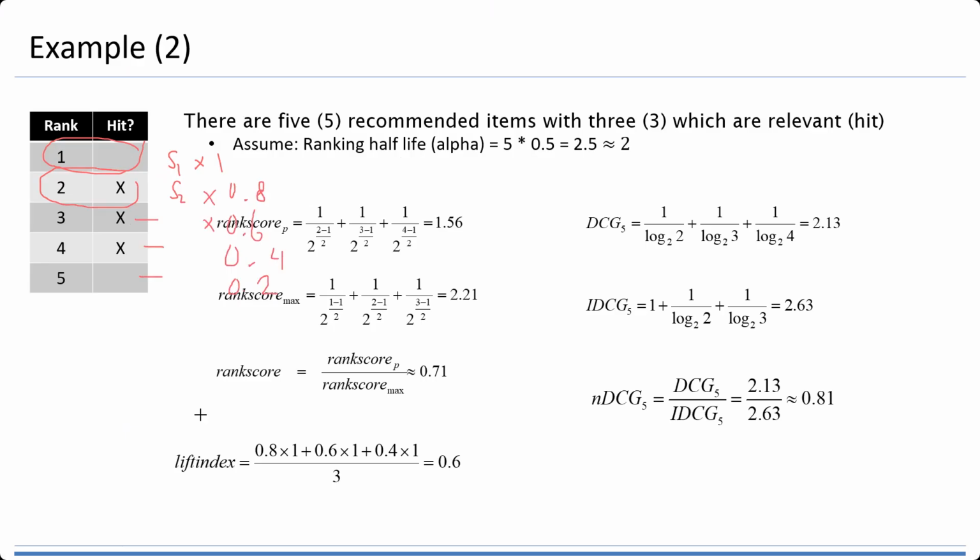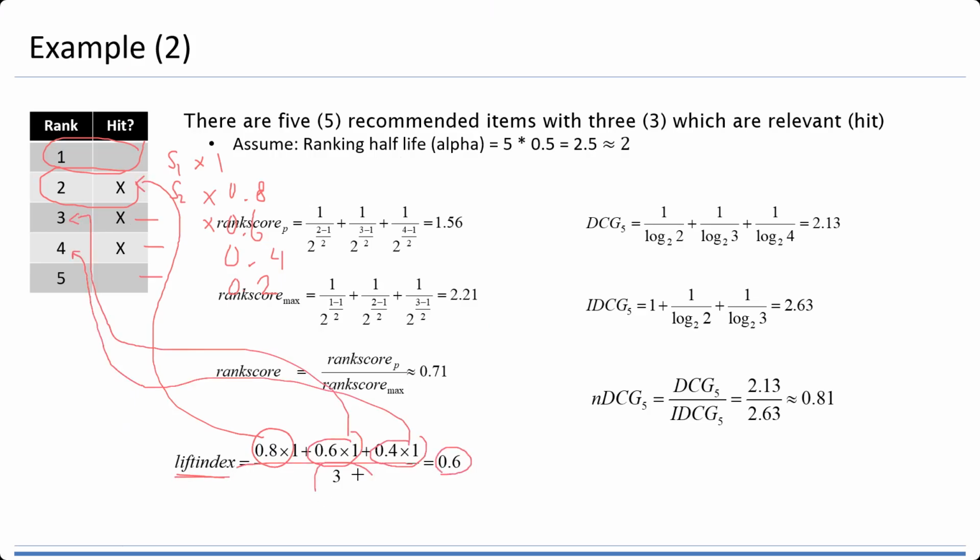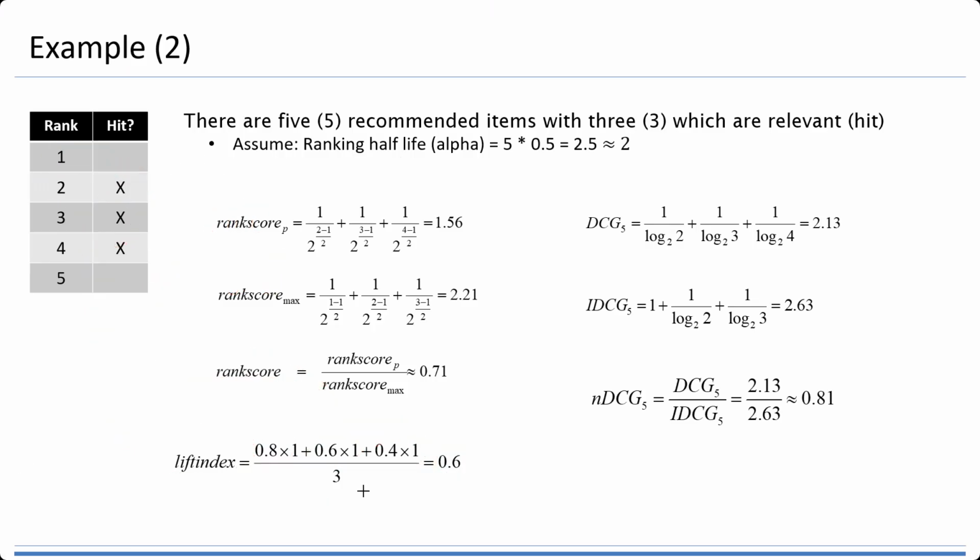Okay. Then we can get the leaf index: 0.8 multiplied by 1 because it is available in rank number 2. 0.6 multiplied by 1, it is available in rank number 3. And 0.4 multiplied by 1, it is available in rank number 4. Then we will get 0.6. We have 3 items, so we divide by 3, then the result is 0.6 for the leaf index.